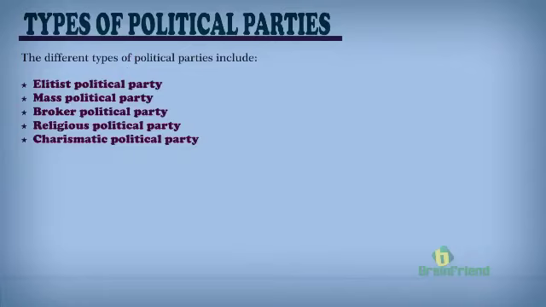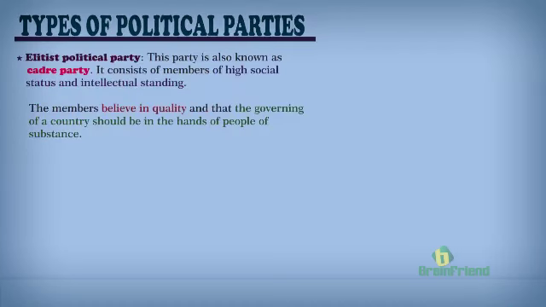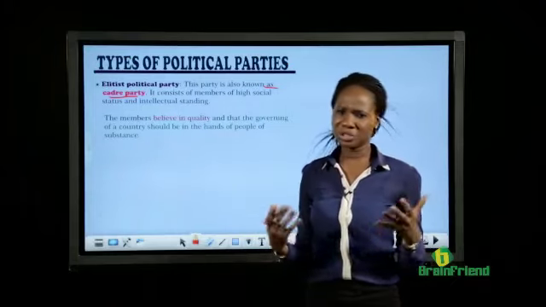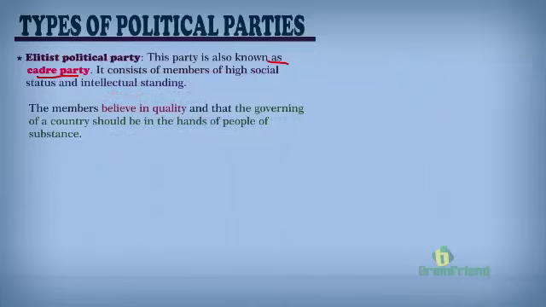We have different types of political parties. We have the elitist political party, we have the mass political party, we have the broker political party, we have the religious and charismatic political party. At this level, we'll be looking at these two. The elitist political party. This is a party that is also known as the cadre party. It's made up of people with high social status, like doctors, engineers, traditional rulers, and the list goes on. Such people are the members of this form of party.